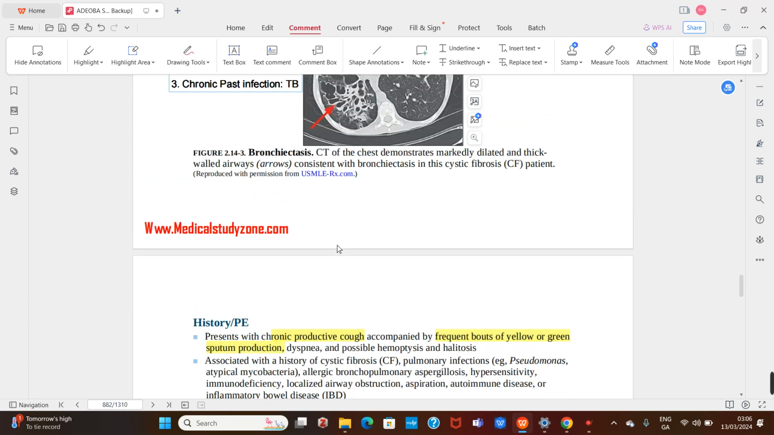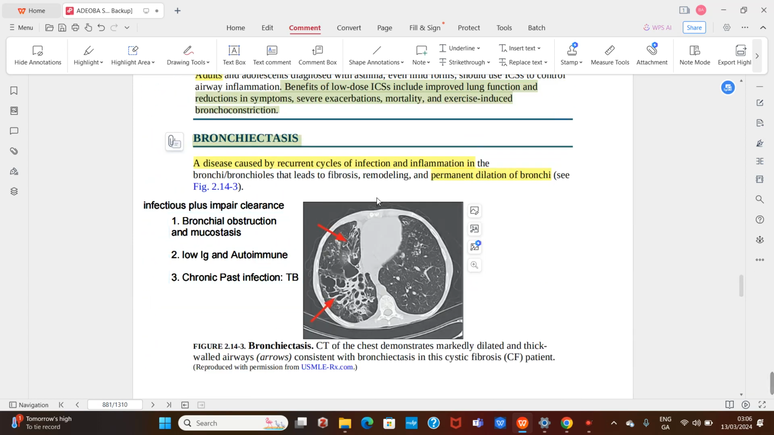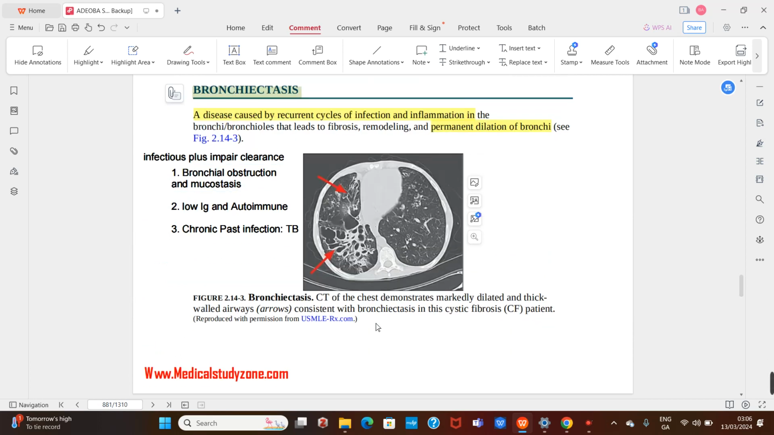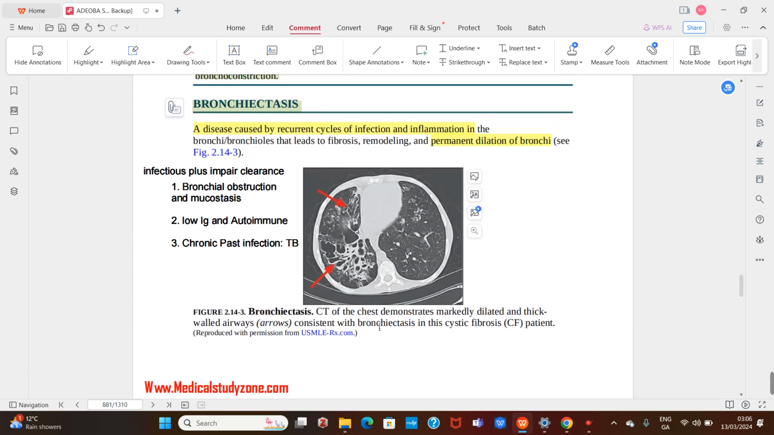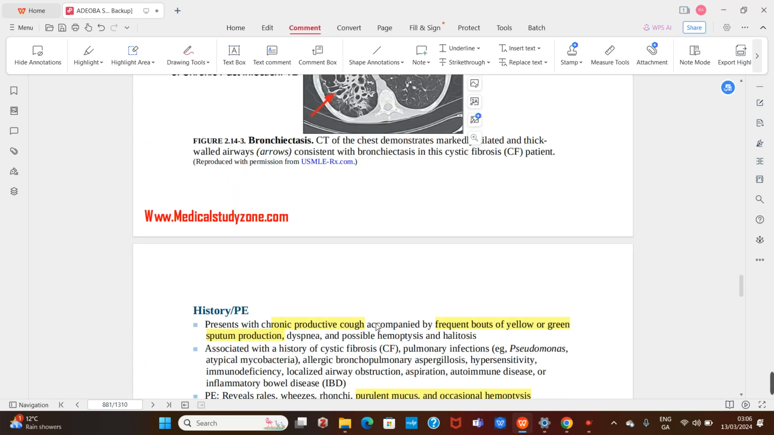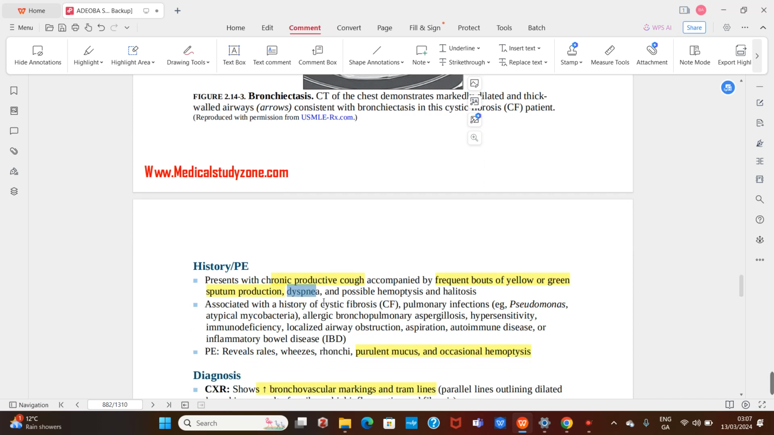Because the inflammatory condition can also narrow the airway, it's categorized as part of the obstructive lung diseases. It can cause dyspnea and difficulty in breathing. Because of the foul smelling mucus that they produce, they can have halitosis.